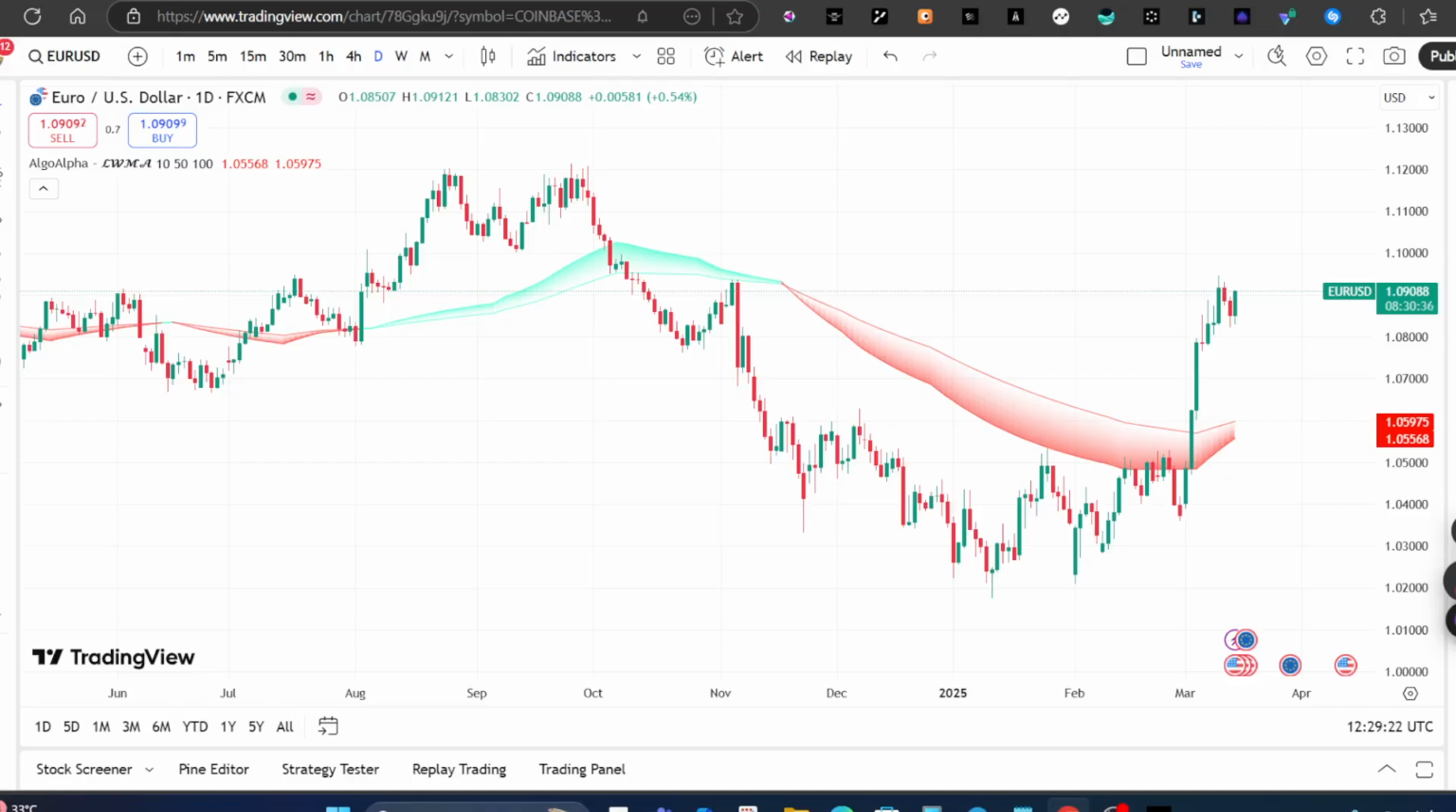The LWMA stands for Liquidity Weighted Moving Average. So if you are looking for a more accurate and responsive moving average that takes market liquidity into account, then this is a good indicator for you. Stick around as we break down how the LWMA works, how to use it, and why it is a must-have for Forex traders.